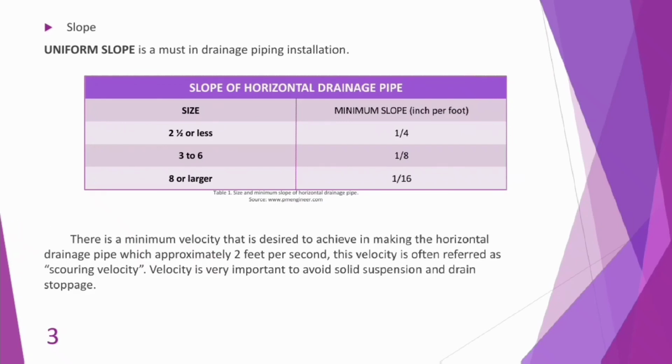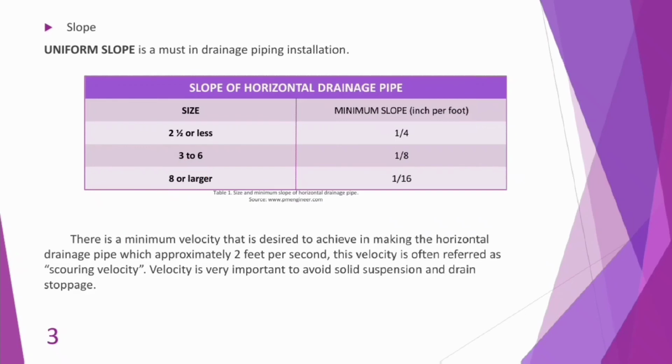So, let's talk about naman dun sa table na slope of horizontal drainage pipe, which has two columns, the size and the minimum slope inch per foot. Yung size, if you have the size of 2.5 or less, you should have the minimum slope of 1/4 inch per foot. And then if you have 3 to 6, you have 1/8 inch per foot, and 8 or larger, you have 1/16 inch per foot.